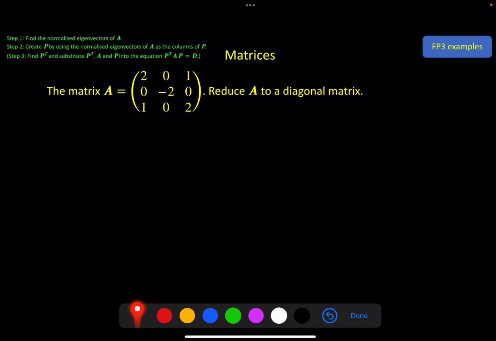Okay, it's a long process. I won't talk as much through this one, I'll just try and get it done. We're going to do the same thing now with this 3×3 matrix. First, normalized eigenvectors.